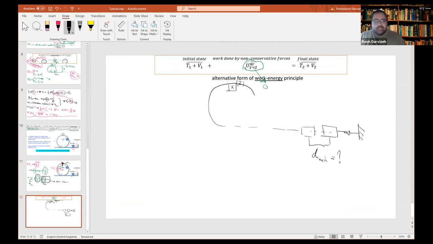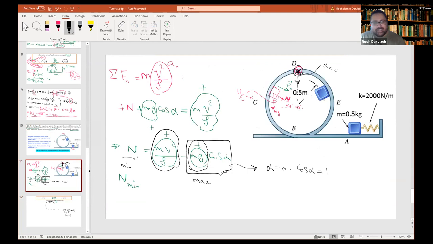You may ask why you just look at point two, the top of the loop, to make sure it remains in contact at all points. That's why we just look at the top of the loop, because the minimum value of the surface reaction force happens on top of the loop. If you make sure it's not zero here, definitely at all other points N is greater than this minimum value. And when you have a non-zero value for N, it remains in contact. Is it clear?